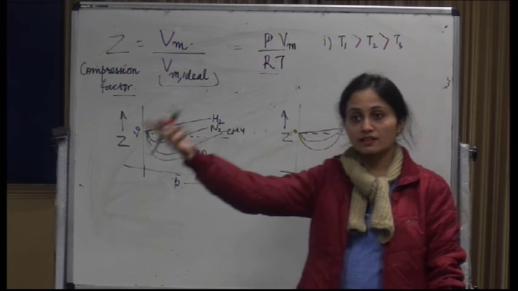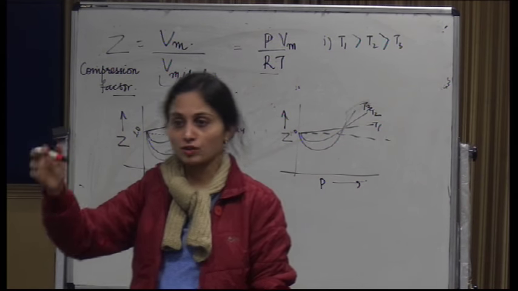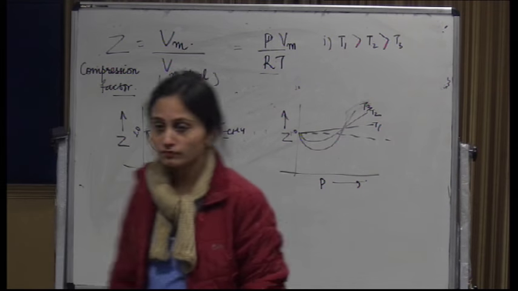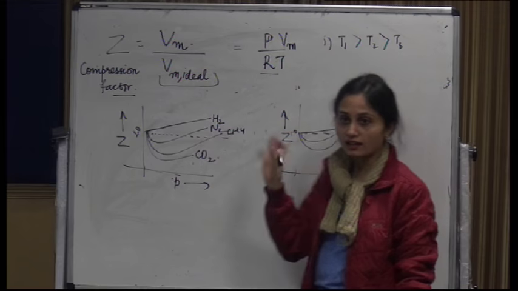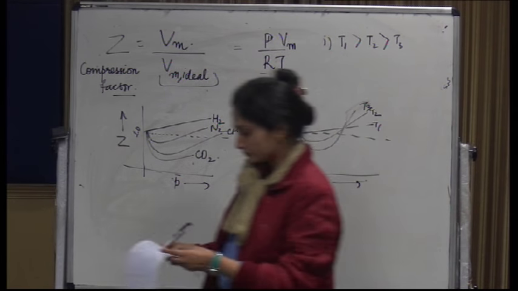The one which deviates the most will be a temperature which is very low, and the one which looks similar to the ideal line is the temperature which is high. So this is like common sense.